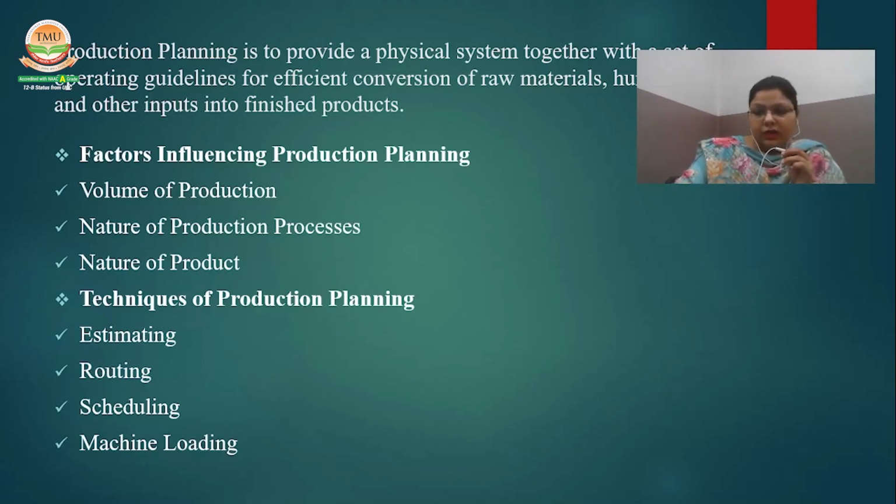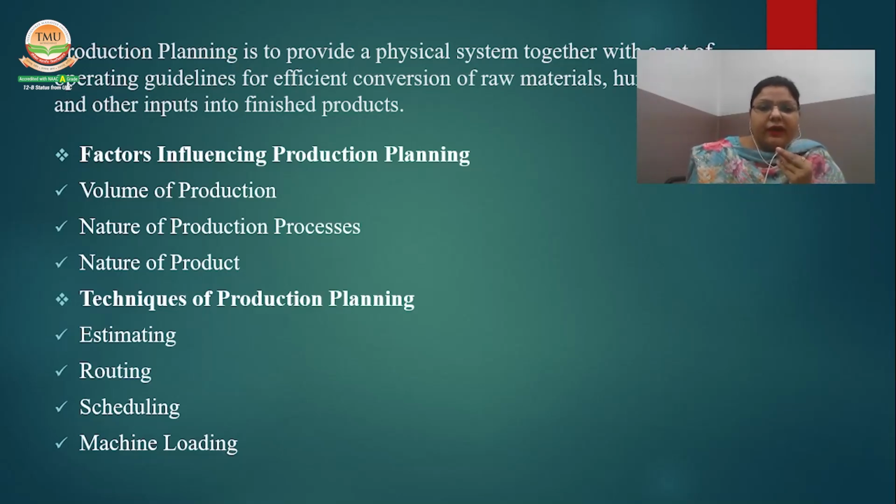Here, the company will plan the production processes: how they provide the physical system, how they provide the set of guidelines for a proper set of raw material, how they efficiently use the human skills, and what inputs they are using for making a proper finished product.